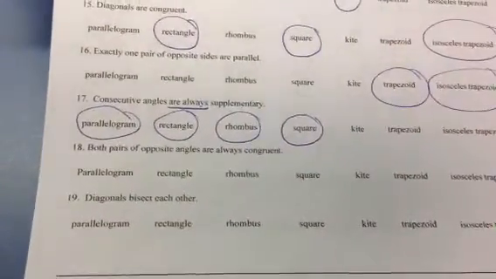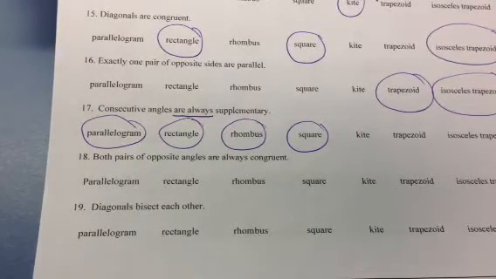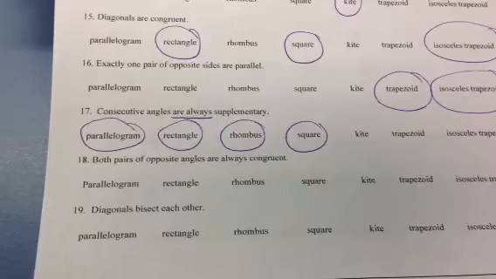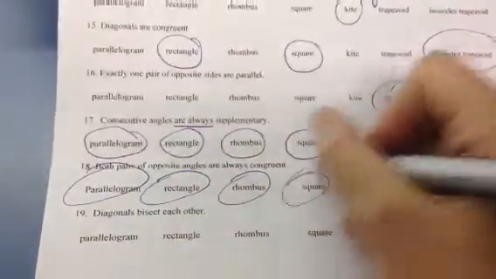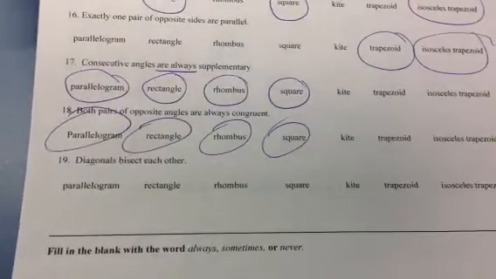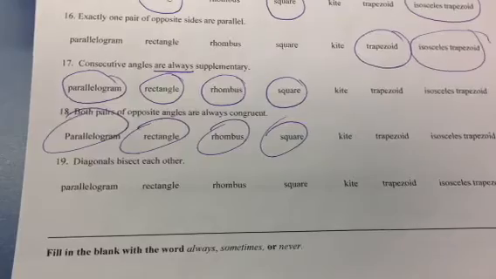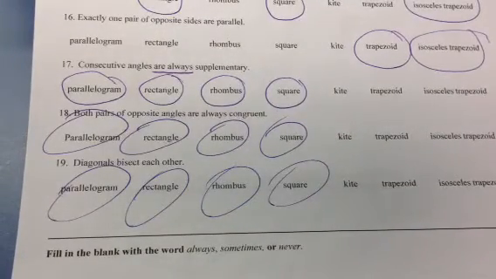All right, number 18, both pairs of opposite angles are always congruent. That's going to be our entire parallelogram family. That is something that is true for all parallelograms. All right, number 19, diagonals bisect each other. That's another thing that is going to be true for all parallelograms. So we will circle all of our parallelograms.